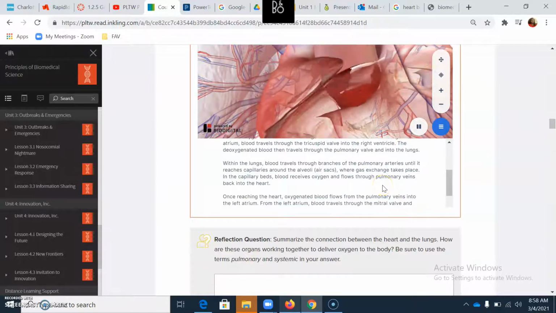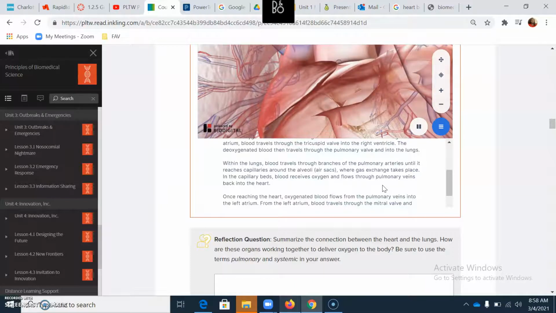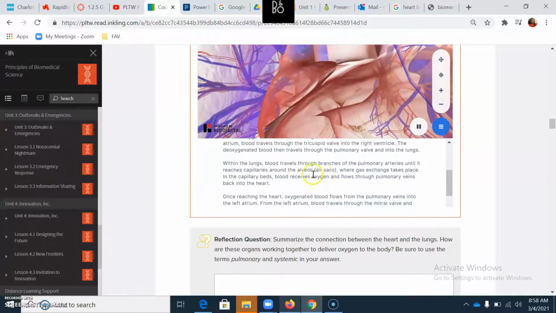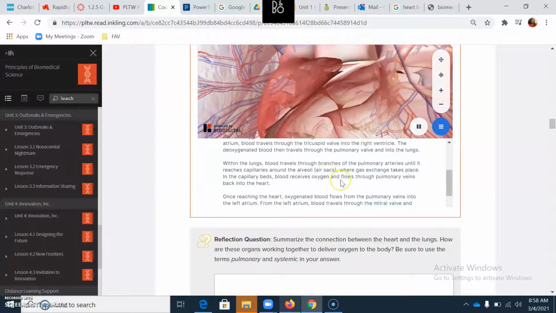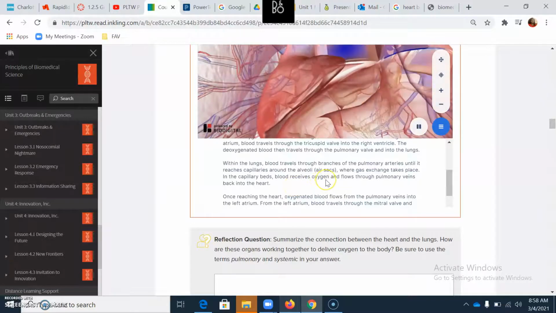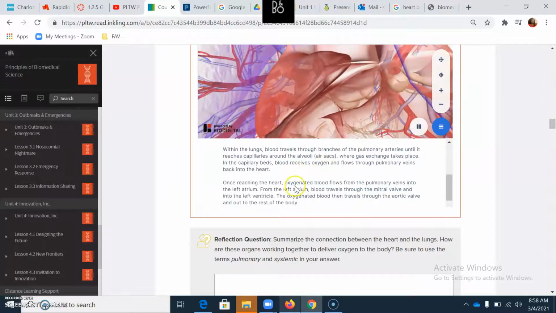Within the lung, blood travels through branches of the pulmonary arteries until it reaches capillaries around the alveoli, which are air sacs, where gas exchange takes place in the capillary bed. Blood receives oxygen and flows through the pulmonary veins back into the heart.